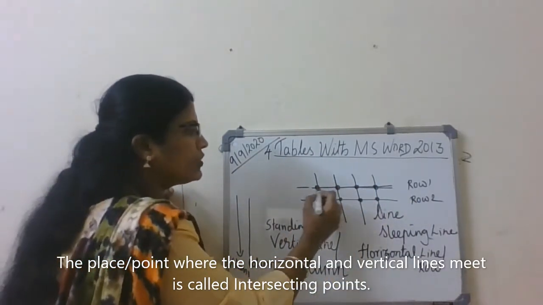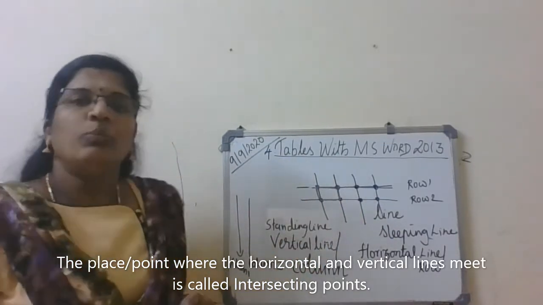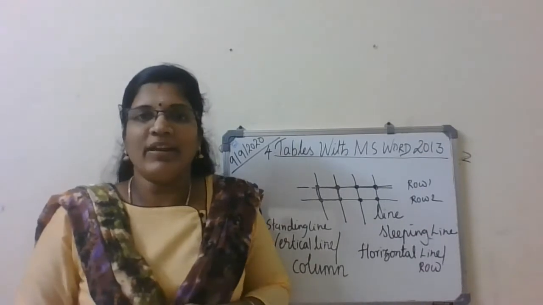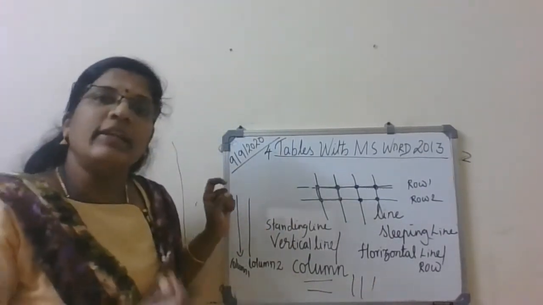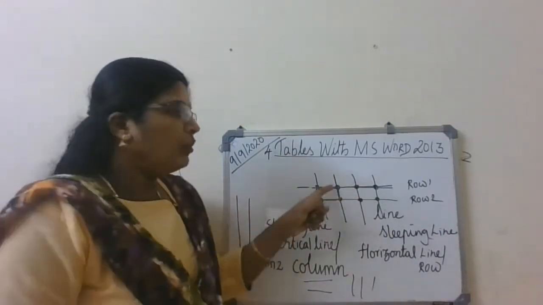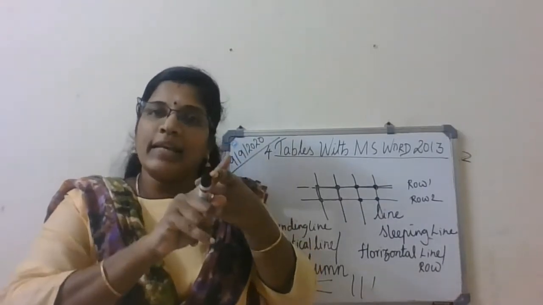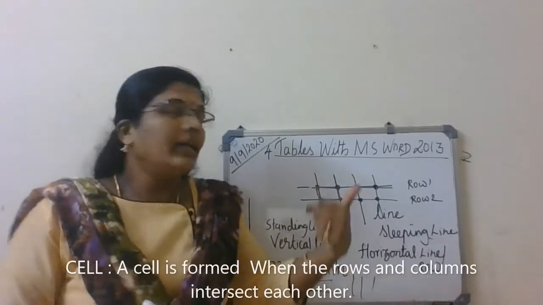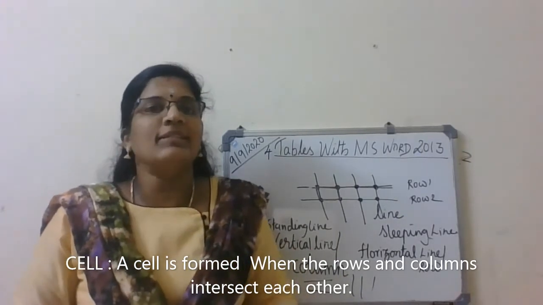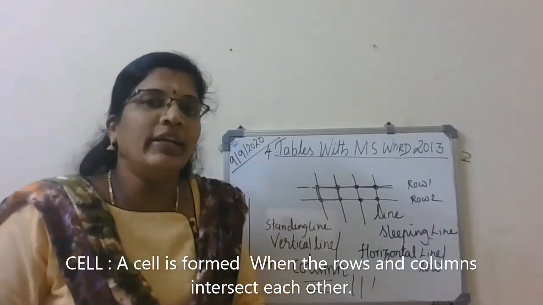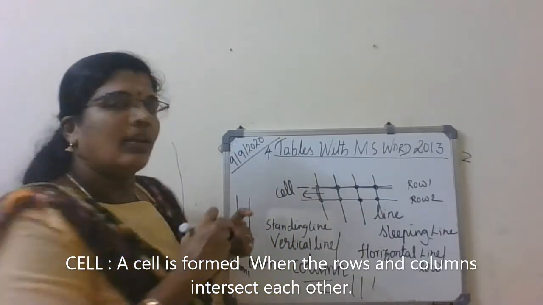So when these two lines intersect, we are getting one box. Am I right? If you draw them separately, do we get a box? No, right? It's like open lines. But when the horizontal lines and vertical lines intersect each other, we are getting a box. We have to call this box a cell. So this is called a cell.